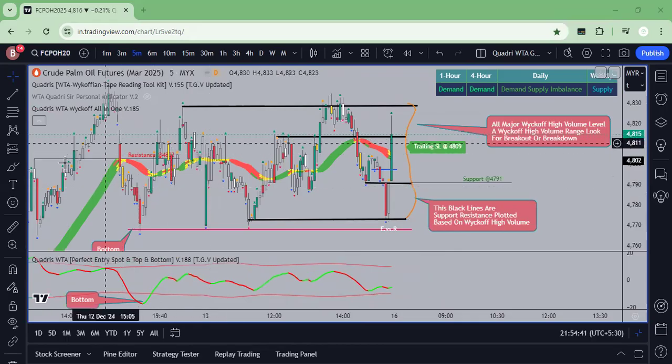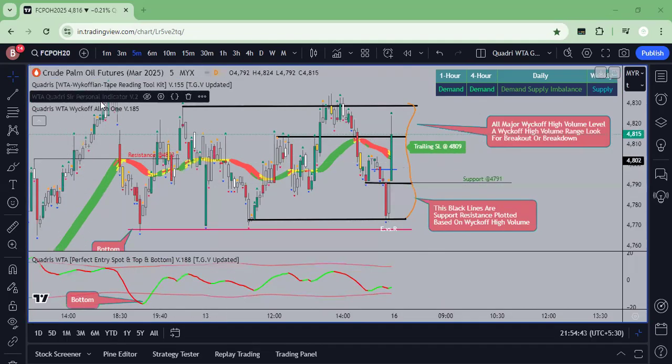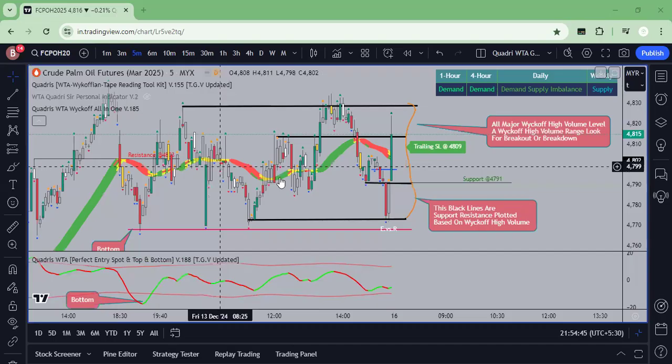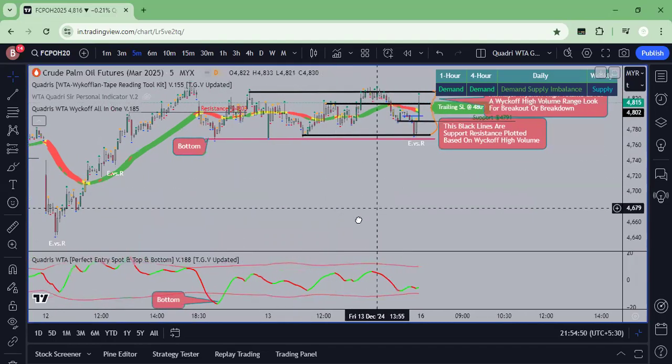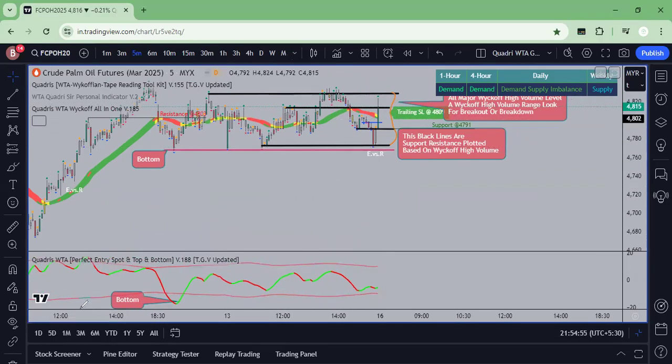This is a session wherein I would be discussing a few markets and aligning all the indicators together. As you can all see, this is an FCPO crude palm oil futures chart, which is commonly traded in Malaysia. I've applied version 188, version 185, version 155 to it.